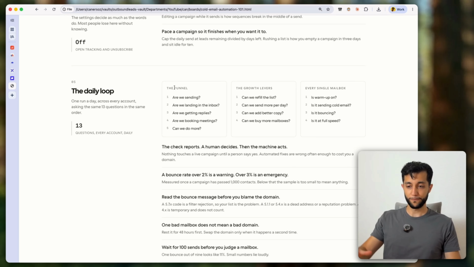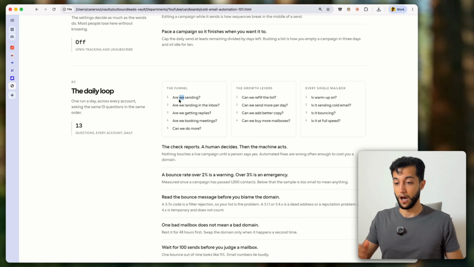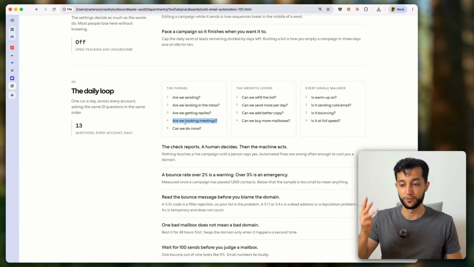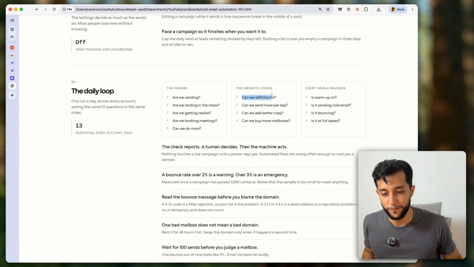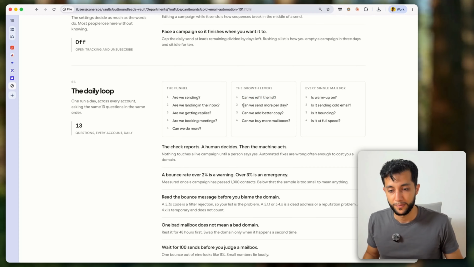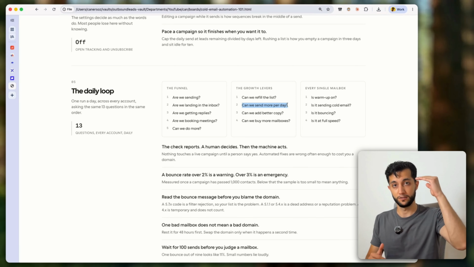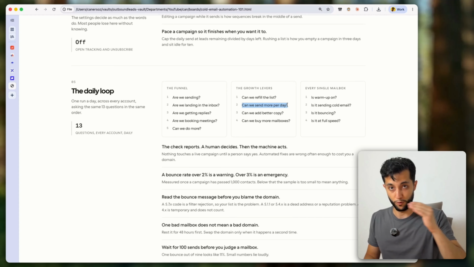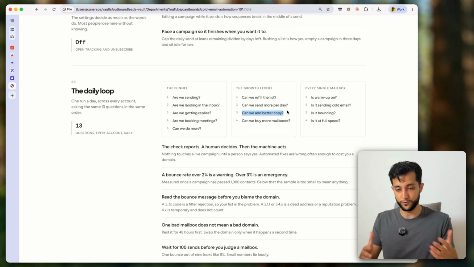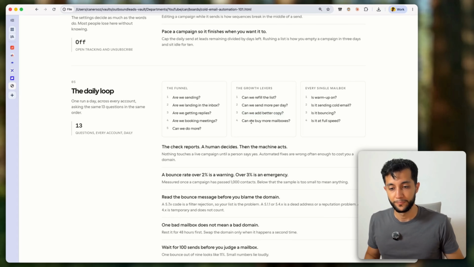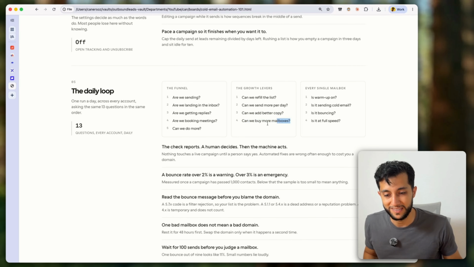So, for the funnel, it goes through the account and it asks, are we sending? If so, good. Are we landing in the inbox? Good. Are we getting replies? Good. Are we booking meetings? Good. Can we do more? Yes? Awesome. How can we do more? Can we refill the lists, the campaigns, right? Can we send more per day because we haven't fully utilized the 20 emails a day that we can send per inbox, right? Can we add better copy? Do we have winners already, right? Can we write up new winners based on them? Can we deactivate the losers? Can we buy more inboxes right now? Does it make sense to buy more inboxes? Are we already maxing out these before we buy new inboxes?